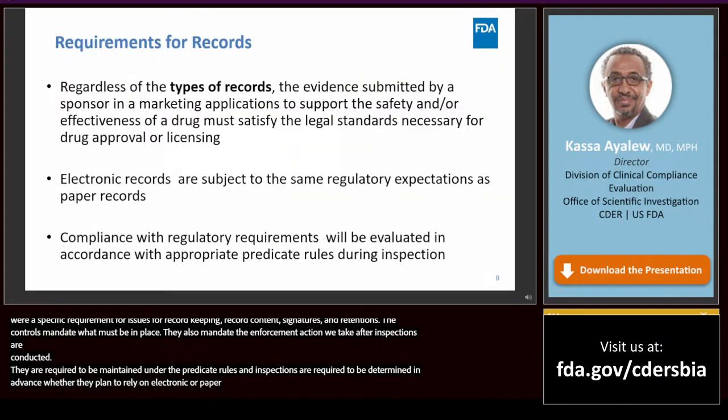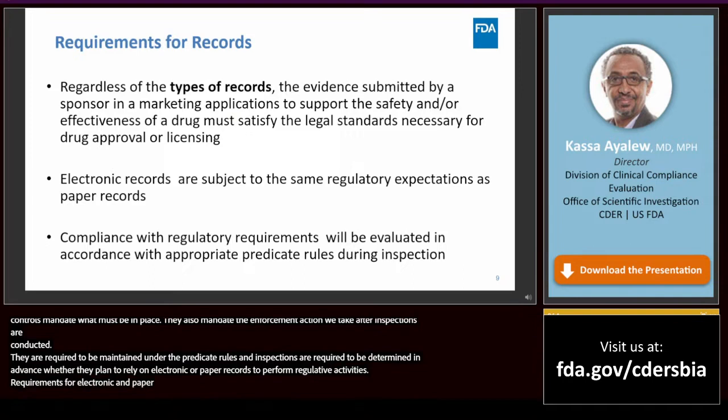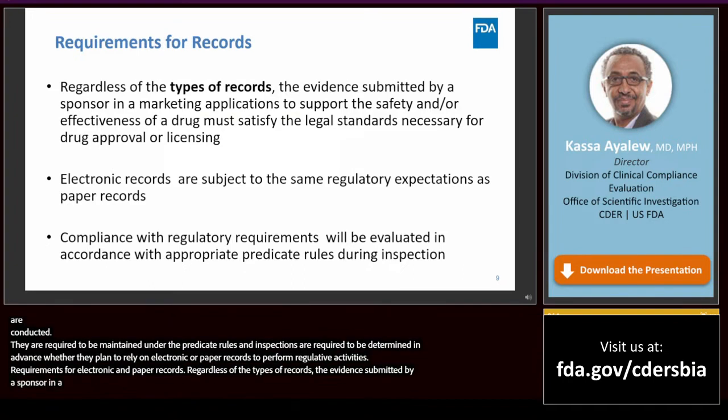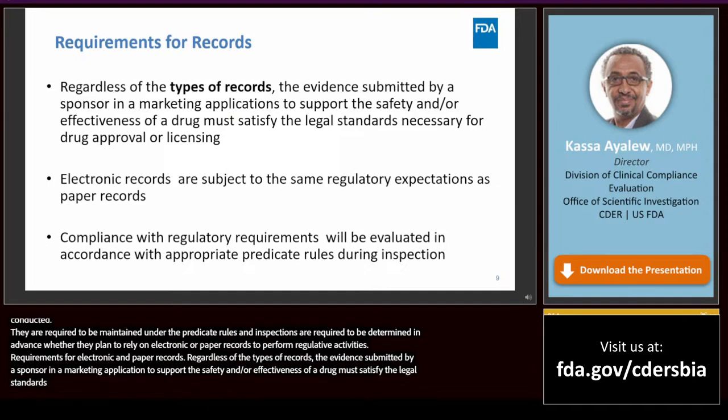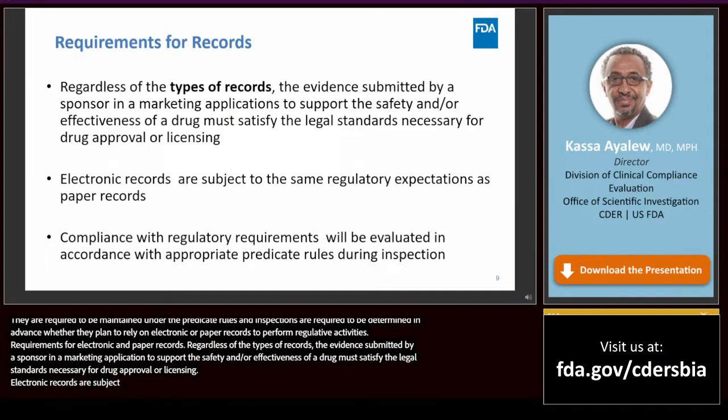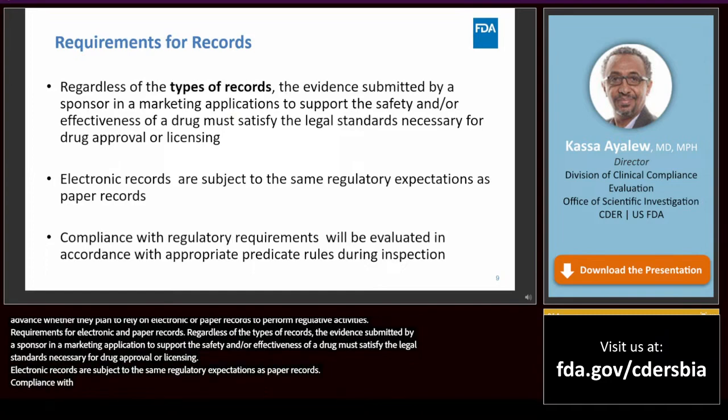FDA regulatory requirements for electronic and paper records. Regardless of the types of records, the evidence submitted by a sponsor in a marketing application to support the safety and/or the effectiveness of a drug must satisfy the legal standards necessary for drug approval or licensing. Electronic records are subject to the same regulatory expectation as paper records. Compliance with the regulatory requirements will be validated in accordance with appropriate predicate rules during inspection.